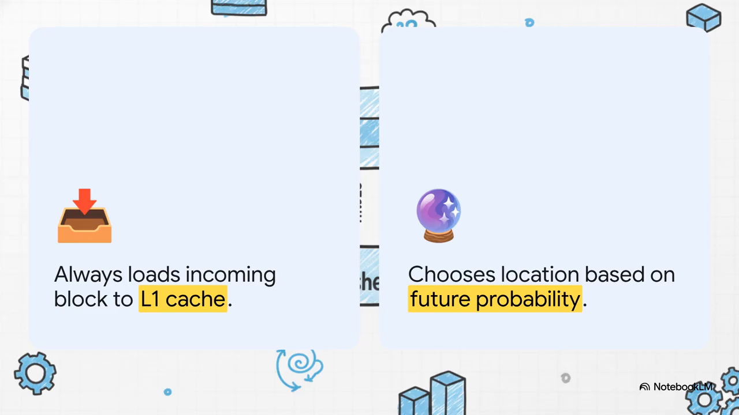Let's compare how incoming blocks are handled now. In the standard 1990 scheme, a new block from the filing cabinet is always loaded onto the L1 desk, automatically creating a victim out of whatever was there. But with a selective victim cache, the algorithm steps in. It looks at the incoming block, looks at the block currently sitting on the desk, and asks, okay, which of you two am I actually going to need next? If the new line has a higher probability, it takes the desk, and the old line goes to the tray. But, and here's the kicker, if the algorithm predicts the current desk occupant is actually more valuable, it sends the incoming line straight to the victim cache instead.